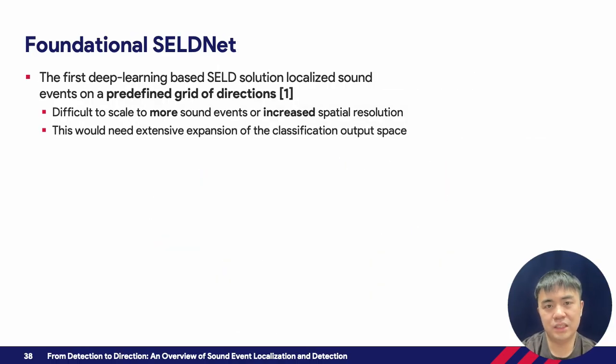Now, the very first deep learning approach back in 2015 actually framed SELD as a giant classification problem. It used a predefined coarse grid of directions, and each combination of a sound and a grid location was a unique class. The major drawback, as you can imagine, was that it is very difficult to scale this approach to more sound classes or finer spatial resolution.